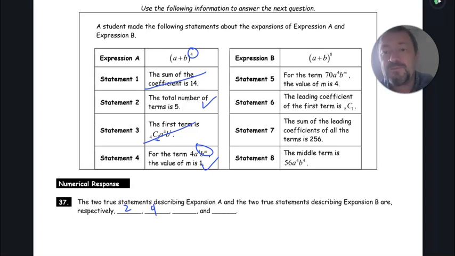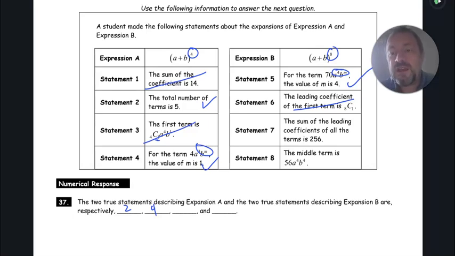Now let's look at the next one. For the term 70 a to the fourth b to the m, the value of m is 4. And again, it's just that rule where the sum of those two exponents should be the same as the exponent on the whole binomial there, and that's true. The leading coefficient of the first term is 8 choose 1. Once again, I suppose it should have been 8 choose 0.